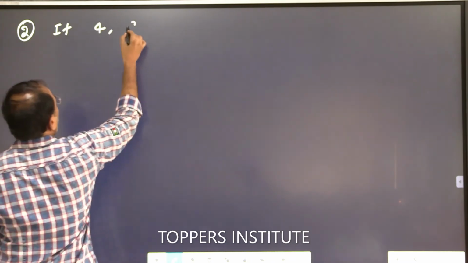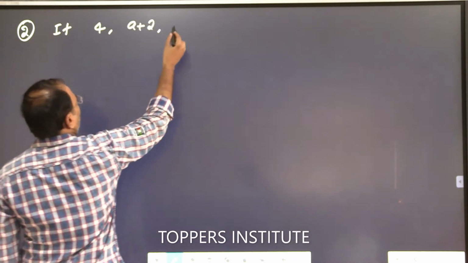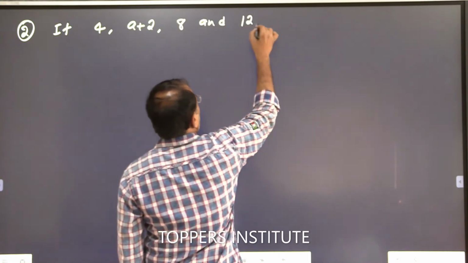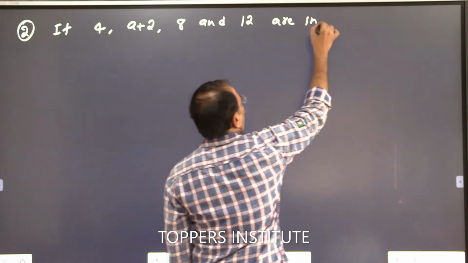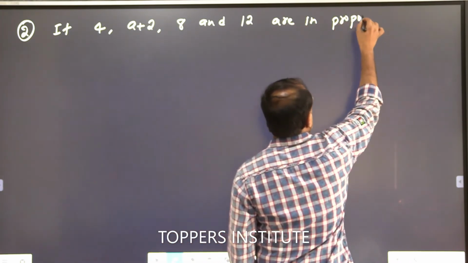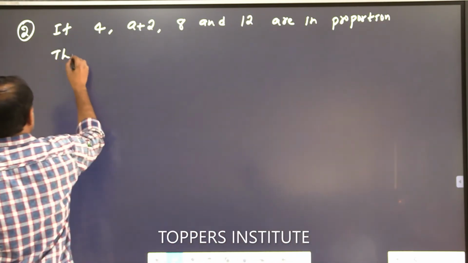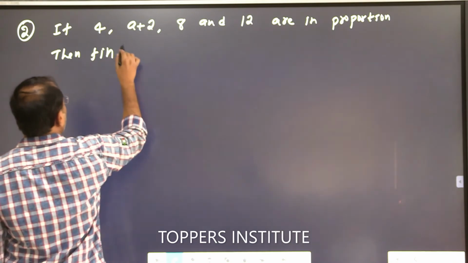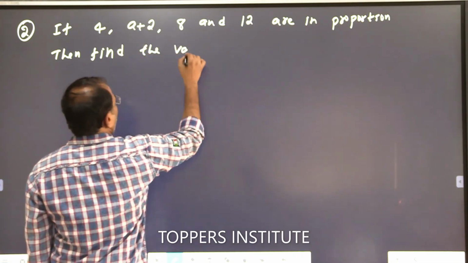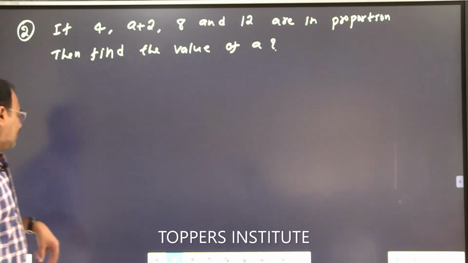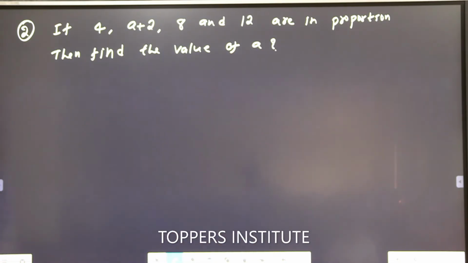If 4, a plus 2, 8 and 12 are in proportion, then find the value of a, right? The value of a.